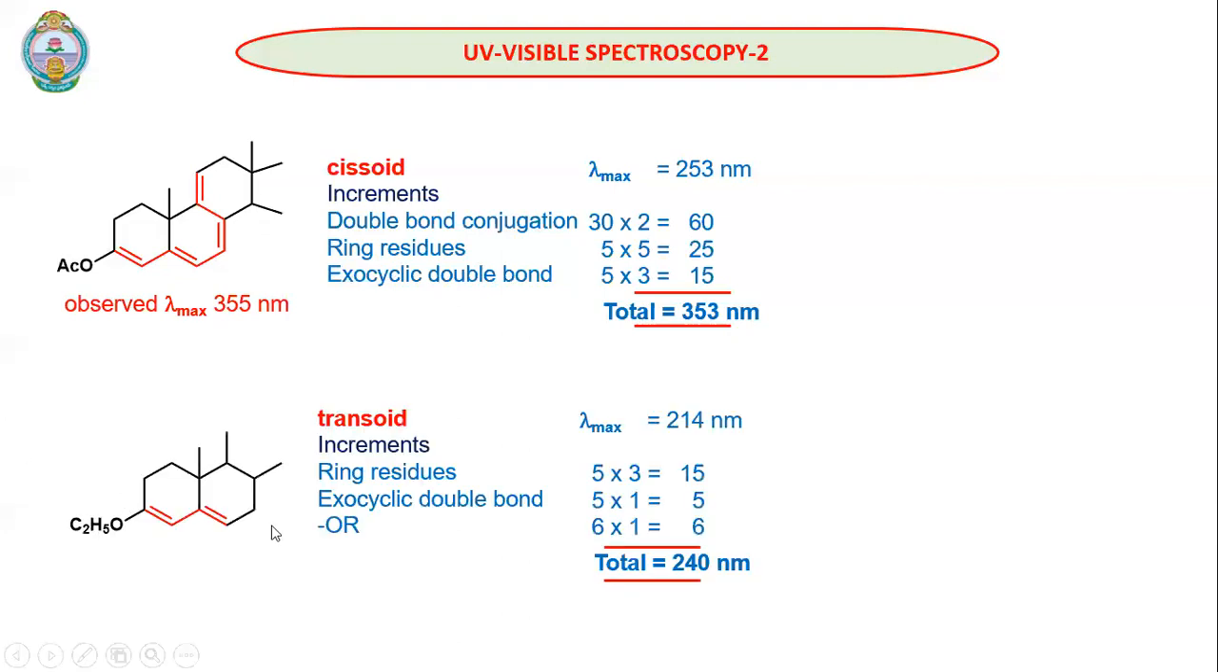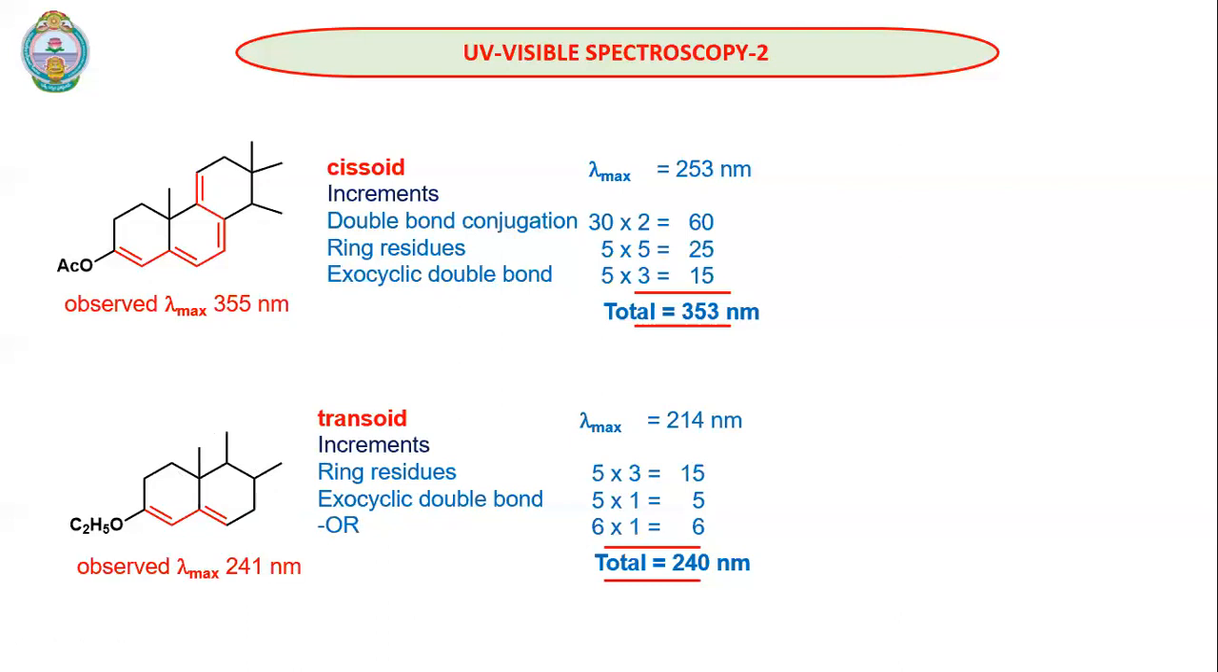Now consider this example. It is a transoid, so the parent value is 214 nanometers, and we have an OR group. This is an ethoxy group, so ethoxy must be added, 6. Then we have 3 ring residues, and one exocyclic double bond. This double bond is outside this ring. Now these are not alkyl substituents because they are not directly attached to the parent system.